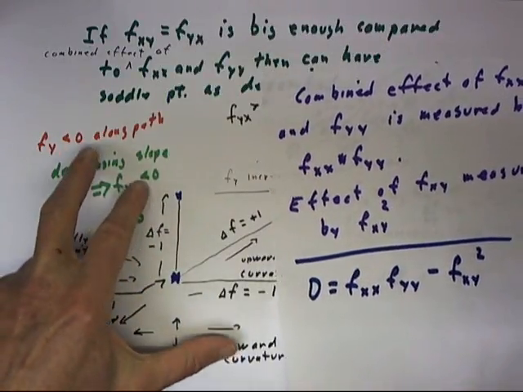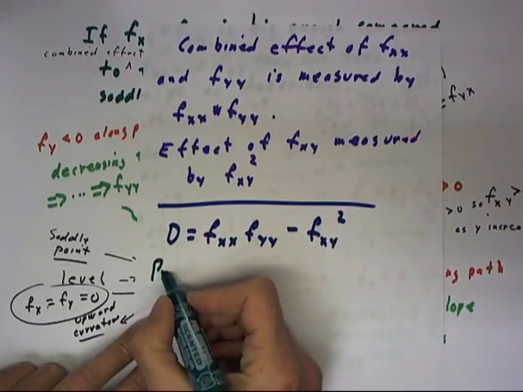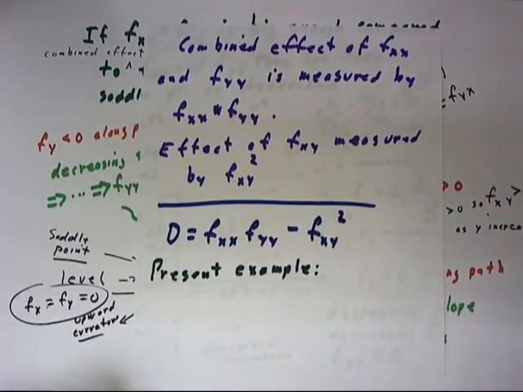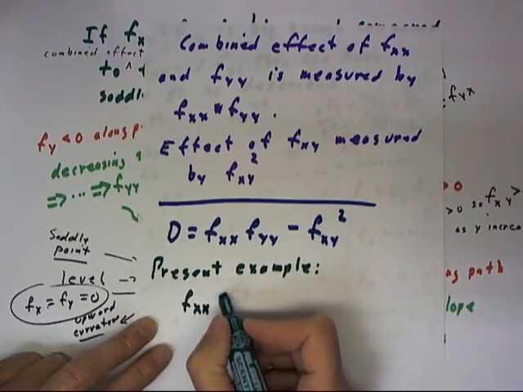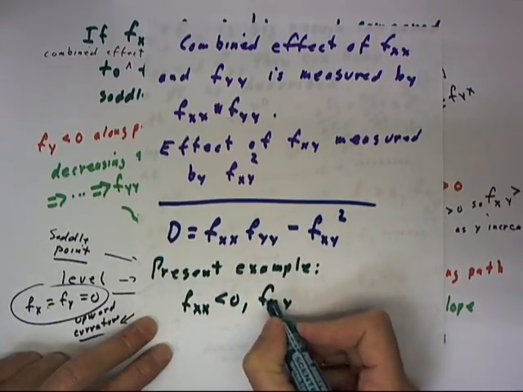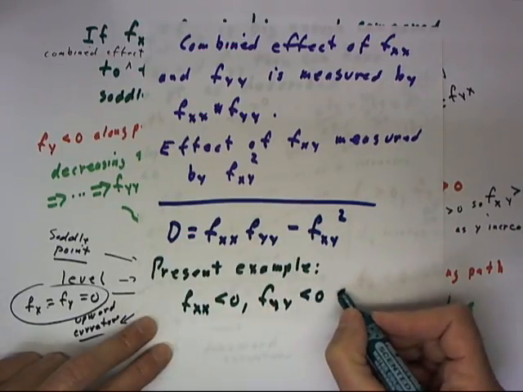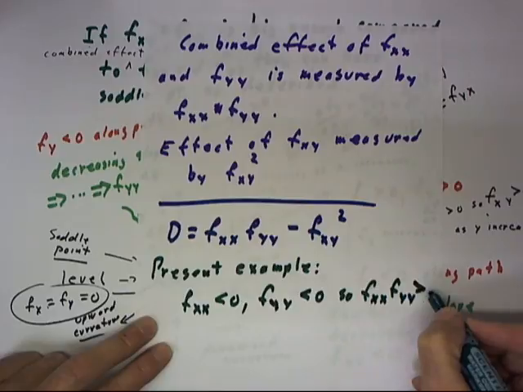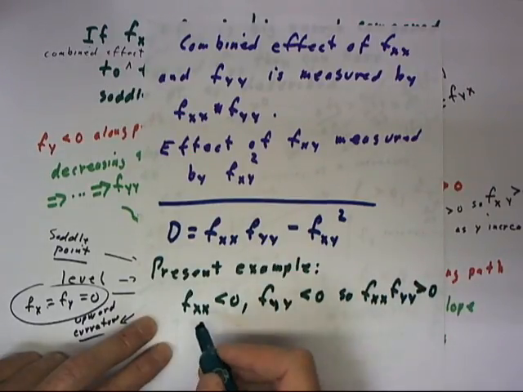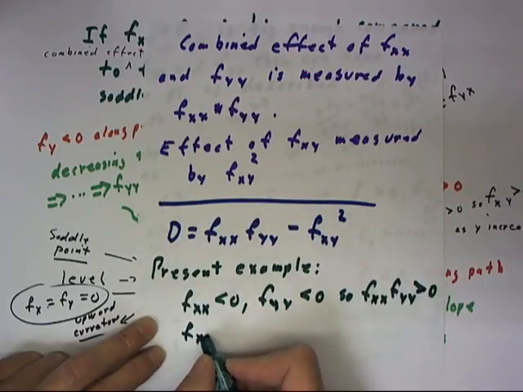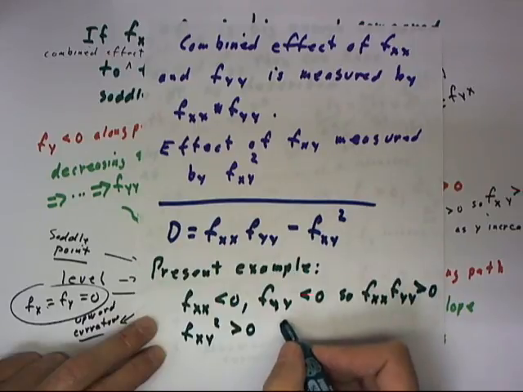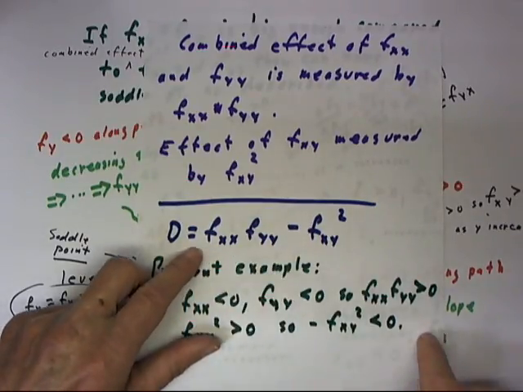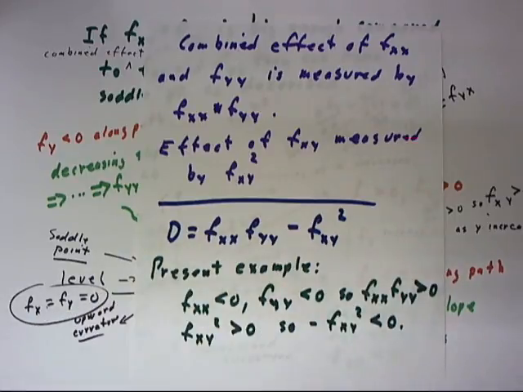Now, in the present example, the example we've been considering here, fxx is less than 0, and fyy is less than 0. So fxx fyy is greater than 0. Now, fxy squared is greater than 0, so that negative fxy squared is less than 0. So we have, in this case, something that's greater than 0, something that's less than 0.